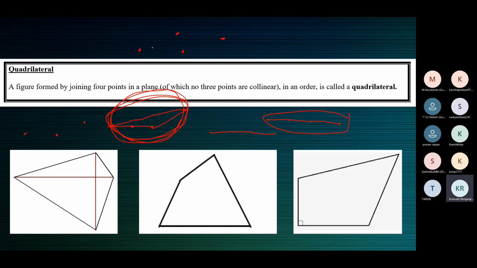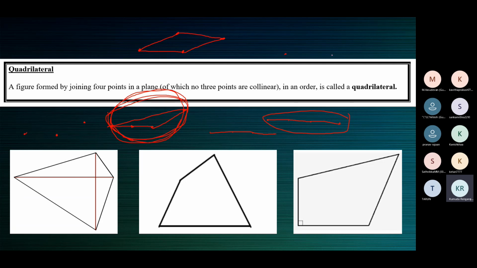And now we'll try to join them in order. You cannot join them in any order. You should take up some order, either clockwise or anti-clockwise direction. Supposing I go like this, I connect like this, I connect like this, I connect like this. Now let's not say parallelogram. A quadrilateral is formed here.